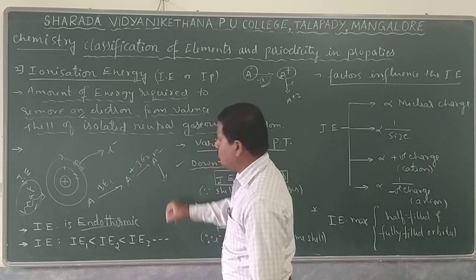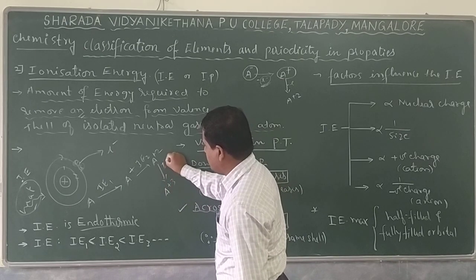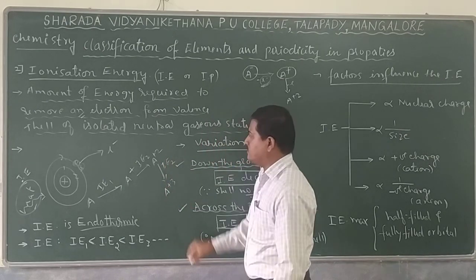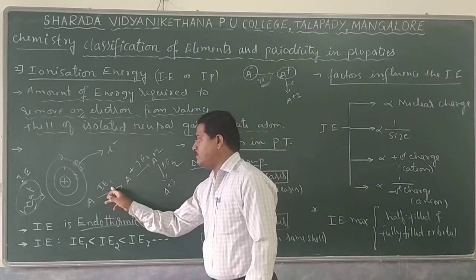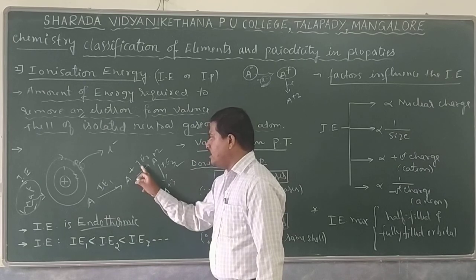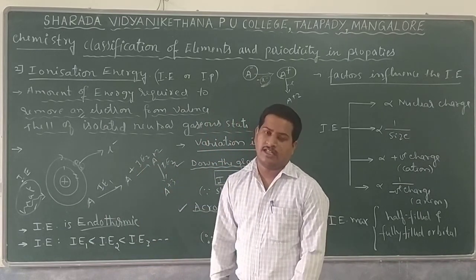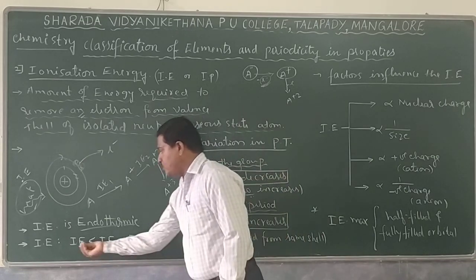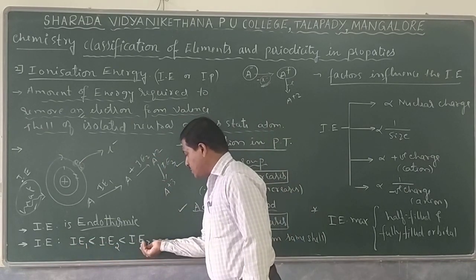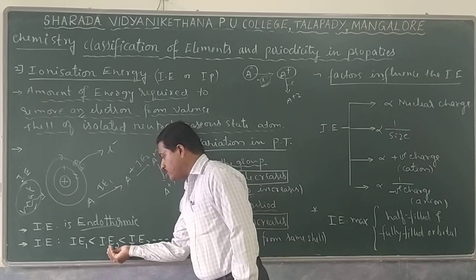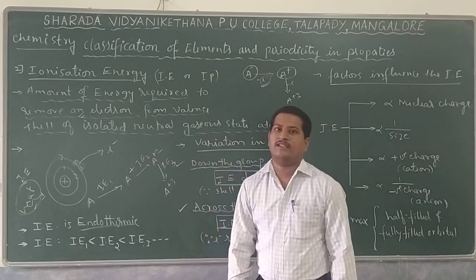Suppose you want to remove one more electron, then what happens? A3+. There we need another ionization energy, that is IE3. So for successive ionization energy, I1 is the first ionization energy, I2 the second ionization energy, I3 the third ionization energy. And it is observed that the third ionization energy is very much higher than the second ionization energy, and that is much more than the first ionization energy.